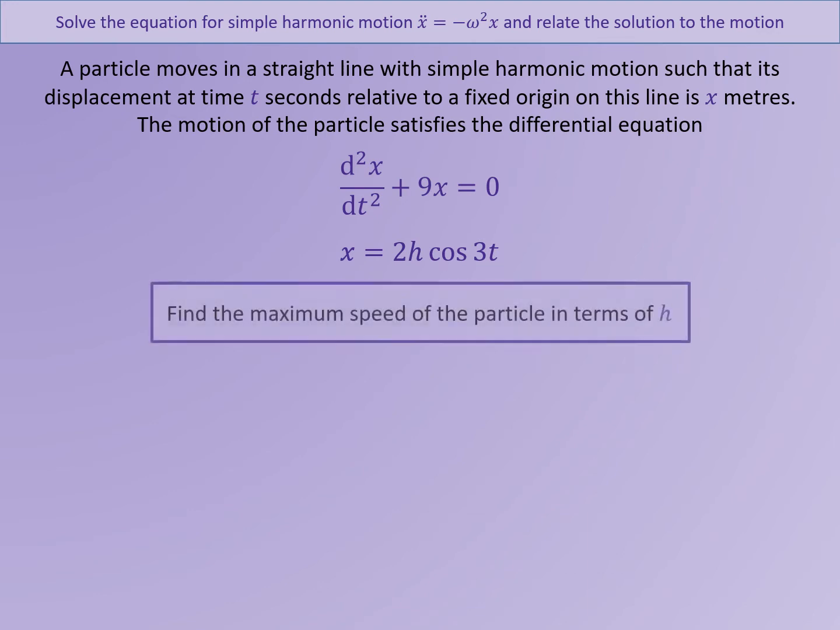Okay, so let's look at another question then. Find the maximum speed of the particle in terms of h. So it's maximum speed. So pause there, have a think how you might do that. Go back to those previous equations, have a think if any of those help you.